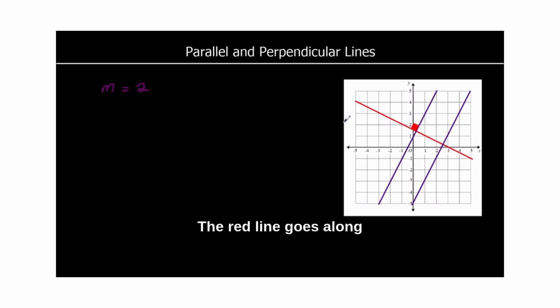The red line goes along 2, down 1. Along 2, down 1. Which means for every 1 it goes across, it goes down by a half. Across 1, down a half. So the red line has got a gradient of minus a half.